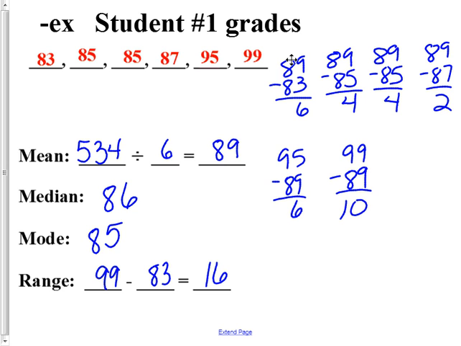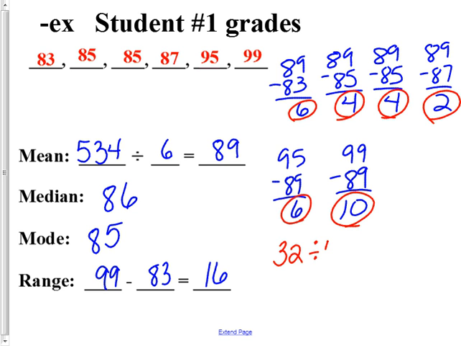So now let me take all of my differences, which are going to be the 6, the 4, the 4, the 2, the 6, and the 10. If I add all of those together, I'm going to get a sum of 32. And 32 divided by 6, because there's 6 pieces of data there, is 5 1/3. So my mean absolute deviation for student number 1 is 5 1/3. On average, that student's grades are 5 1/3 points away from their mean.